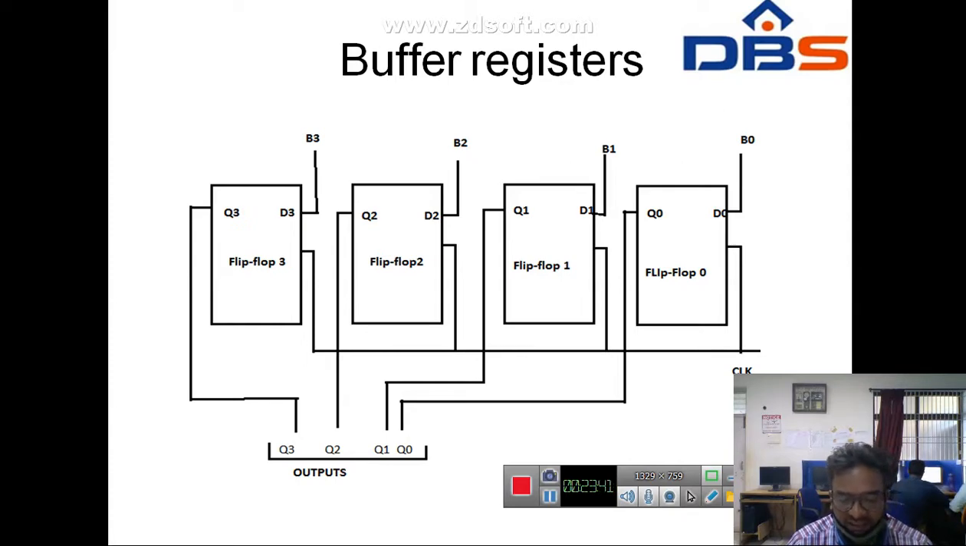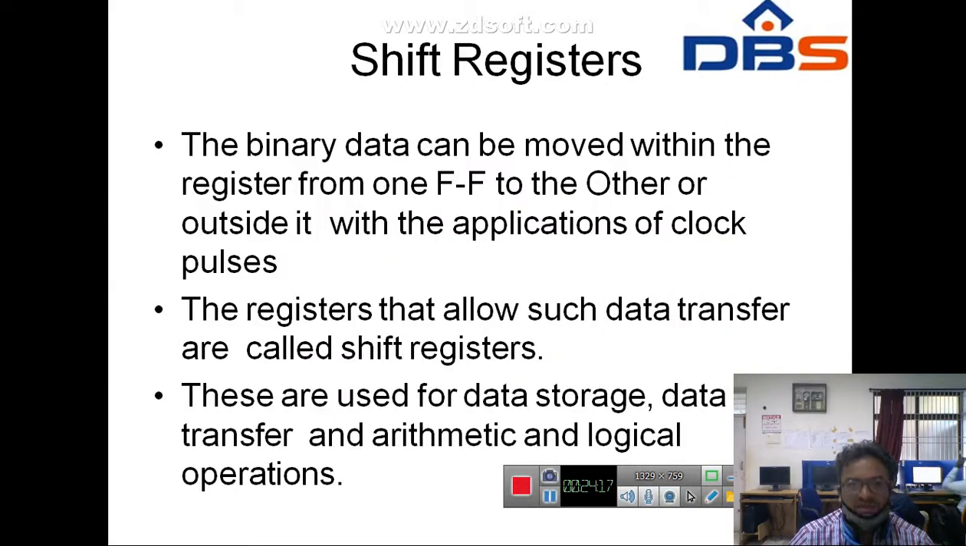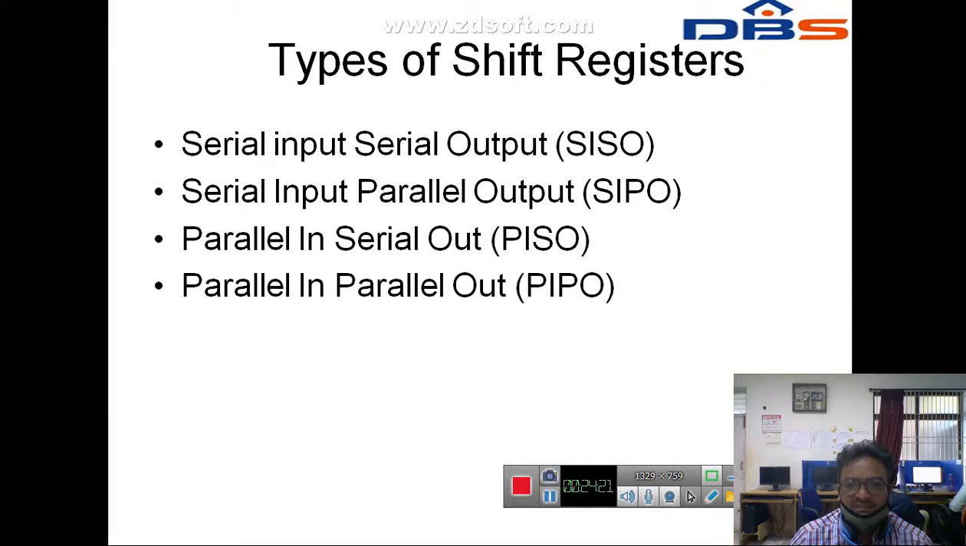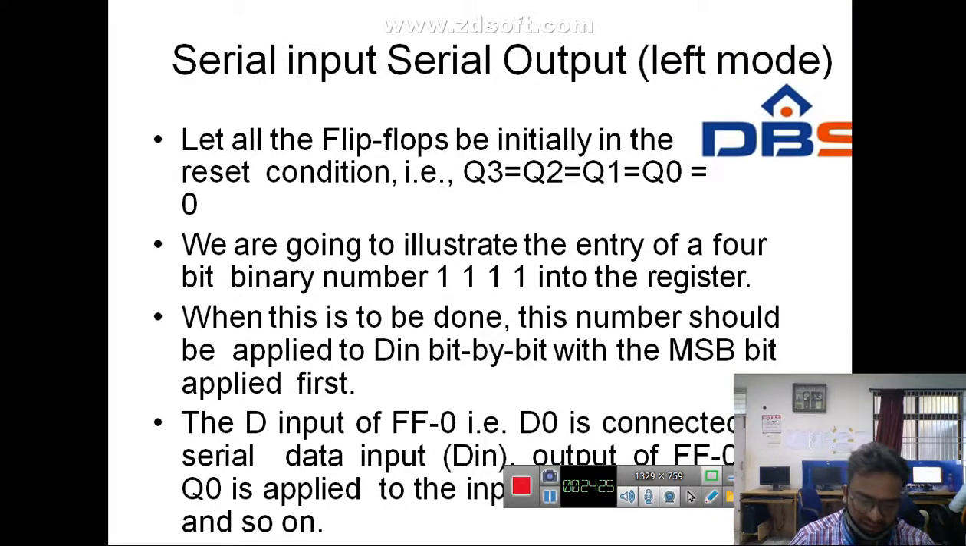That is, how we are moving the data into the register, that is into the flip-flops, and how we are retrieving the data from the register. Based on these characteristics, the registers can be classified into four possible modes of operation: serial in serial out, serial in parallel out, parallel in serial out, and parallel in parallel out, that is SISO, SIPO, PISO, PIPO.